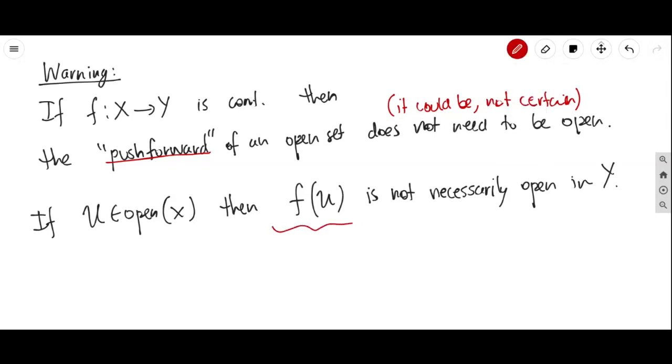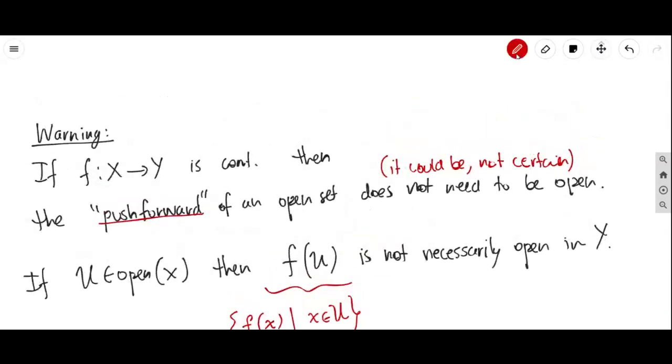So what is the push forward? This is the set obtained by applying F to all of the elements of U. That would be F of x where x is in the set U. You just apply the function to all of the elements that make up the set. So that's what we call the push forward.